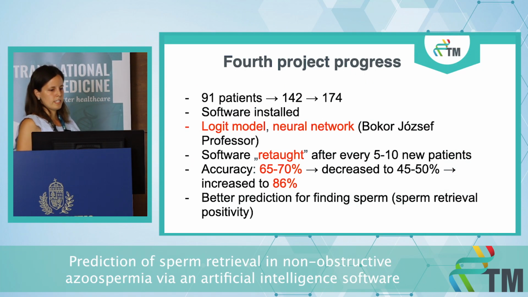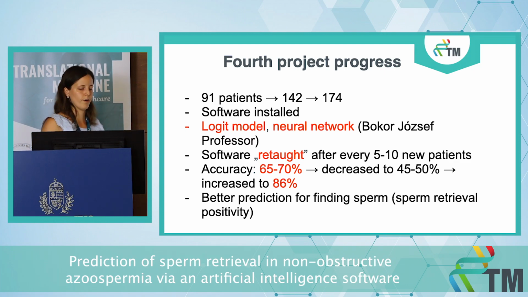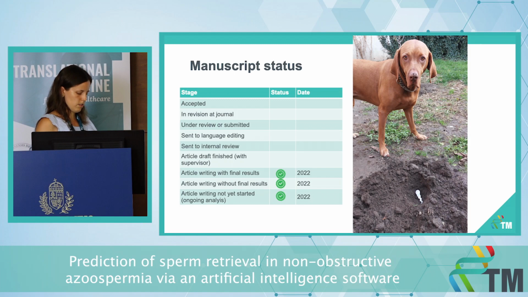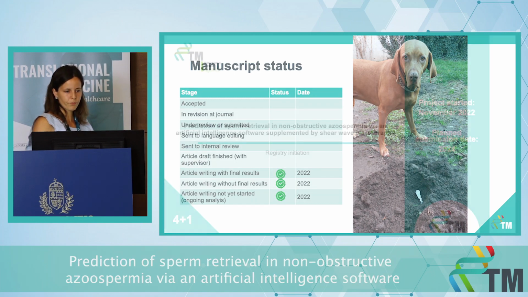We have 174 patients. There was a logit model that was made for us and also a neural network. And the benefit is that it can be retaught after every few patients, but the current accuracy is 86% already, which is the best so far. And the manuscript status is that it's been written, we need to send it out for internal review.